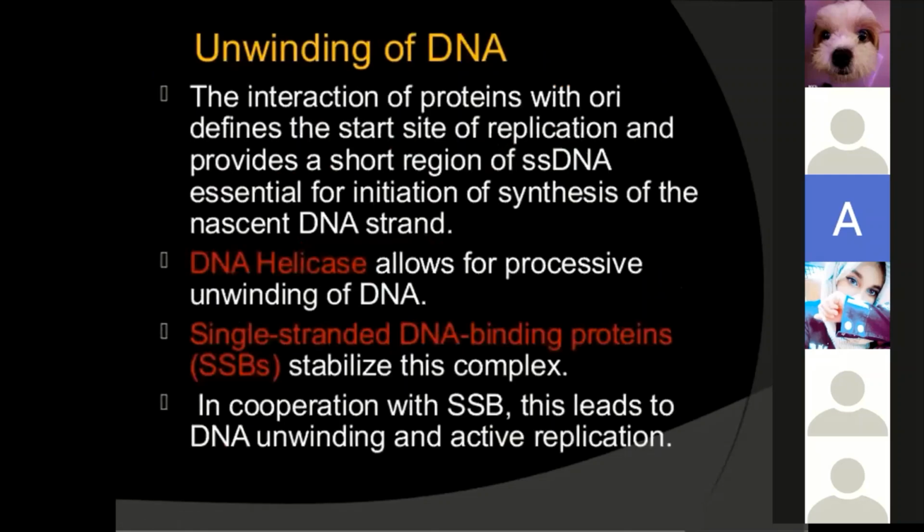So the interaction of proteins, like in eukaryotes, there are different proteins than in prokaryotes, but they are analogous. The interaction of proteins with ORI defines the start site of replication and provides a short region of single-stranded DNA essential for initiation of synthesis of the nascent DNA strand. Then DNA helicases allow for processive unwinding of DNA. Single-stranded DNA binding proteins stabilize this complex. In cooperation with single-stranded DNA binding proteins, this leads to DNA unwinding and active replication.